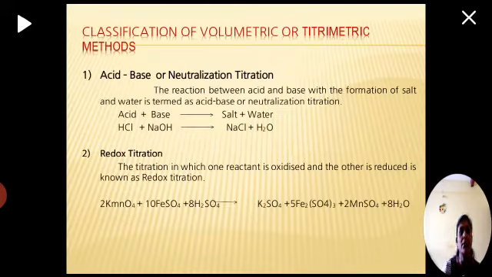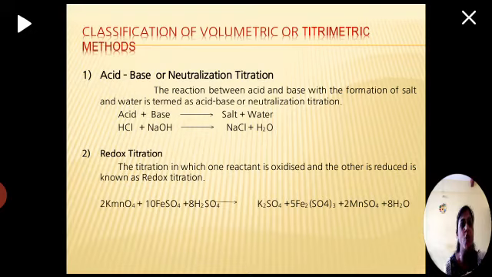Here is the classification of volumetric or titrimetric methods. I am going to classify this into 5 types: acid base or neutralization titration. The reaction in which acid and base react with the formation of salt and water is termed as the acid base or neutralization titration. Means when acid reacts with the base, there is a production of salt and water. Best example of this is HCl plus NaOH, forming the salt NaCl with water.